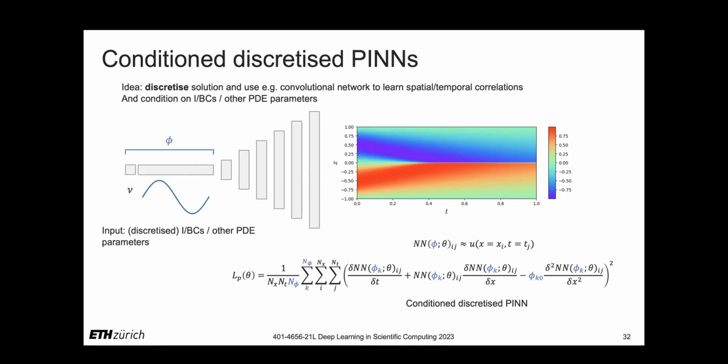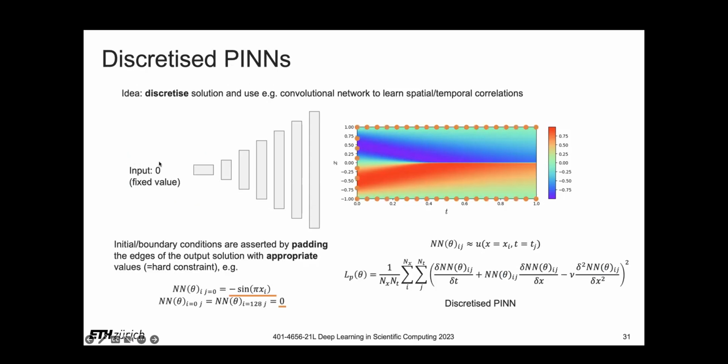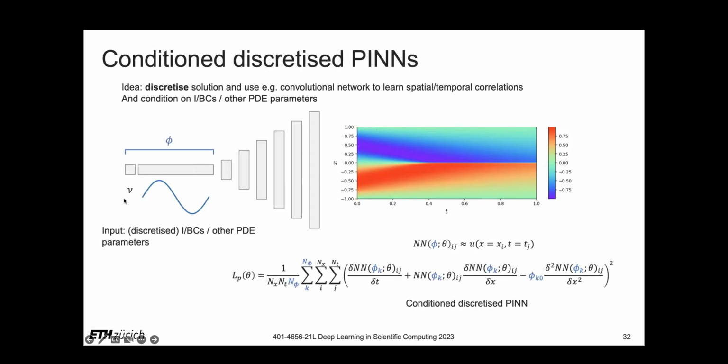So what's cool is that you can take these networks and then you can start doing conditioned versions of these, just like we had conditioned versions of the PINNs. Remember the conditioned PINN, we took initial conditions and put them as extra input parameters. We can do exactly the same with this discretized version of the PINN. Instead of before, where we had this fixed value as input, now we can get rid of that fixed value and input these initial conditions or parameters of the PDE.